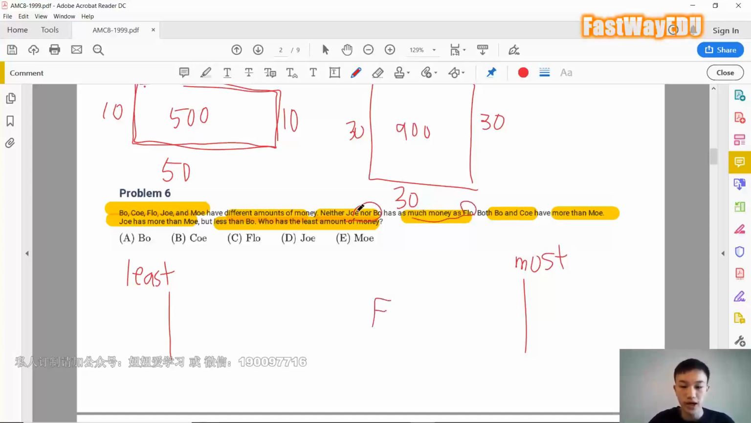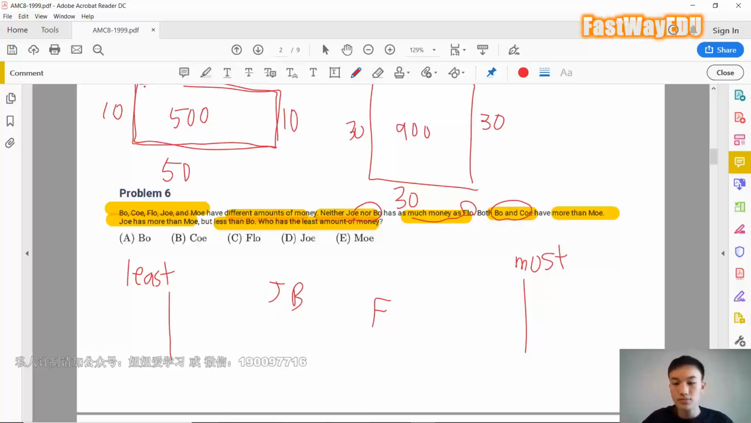Then both Joe and Bo are on the least side, right? They're going to be to the left of Flo because they have less money. So we can say Joe and Bo are somewhere on this side. We don't really know their order right now. Now we know both Bo and Ko are also, by the way, these letters stand for the beginning of each name. For example, Bo, that would be B. Ko, that would be C.